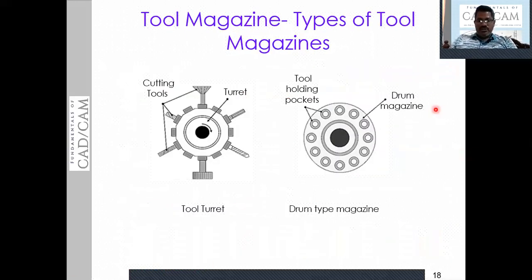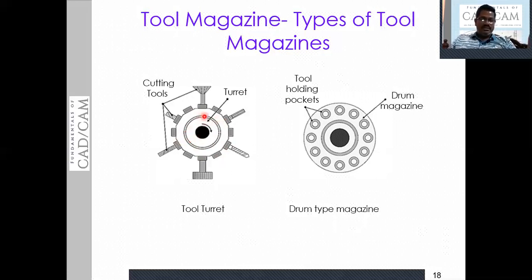Let me move further to discuss a few types of tool magazines. In this case, the tool turret. This is one type of tool magazine, the turret type. This is a very simple type. It is free to rotate along an axis. It can hold 6 to 12 tools at a time. Permanently, the tools are located on the faces of the turret. If it has 12 faces, it can hold 12 tools. If it has a 6-face turret, it can hold 6 tools. So 6 to 12 it can hold.